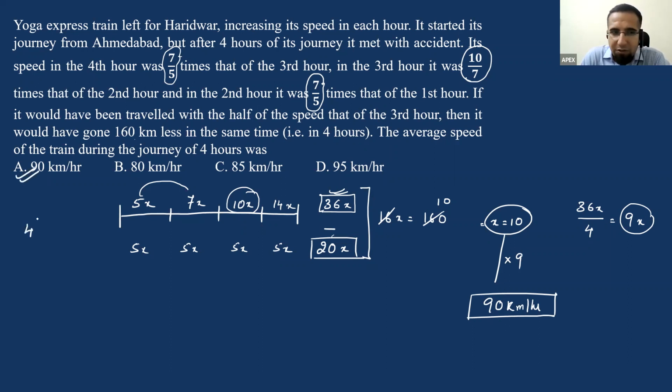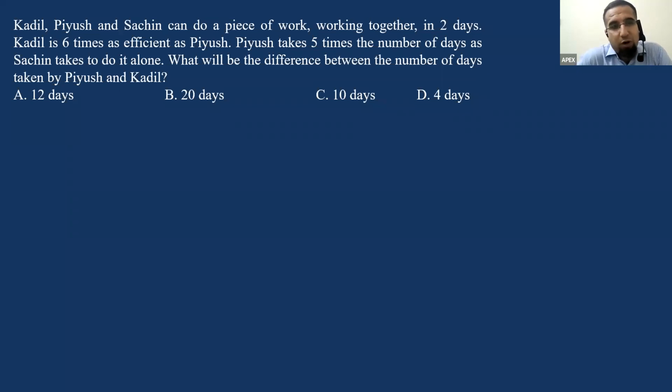So not a difficult question. So you can see that the first 4 questions in a row are doable. So the prospective number of questions that you should have solved is 4 in this paper already. Fifth question, again, a treat for our eyes, because we are talking about time and work. So K, P, and S can do a piece of work working together in how many days? In 2 days.